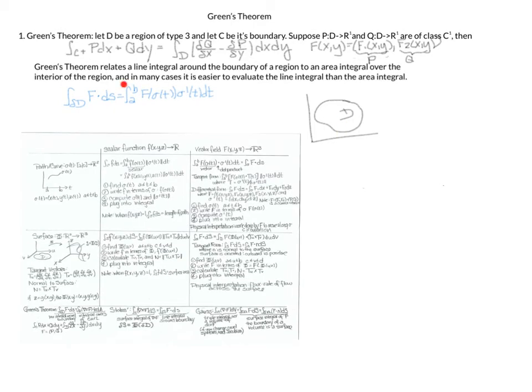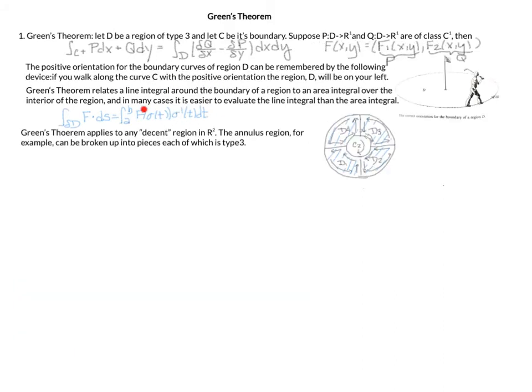Because we are doing a line integral of a vector field, we are on this part of our chart, and I have copied the formula or the equation for the line integral over here for your reference. So Green's theorem applies to any decent region in R3. So for example, the annulus can be broken up into 4 different regions.